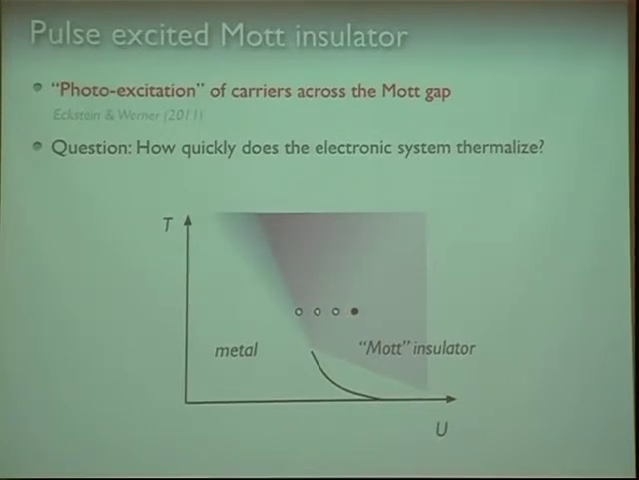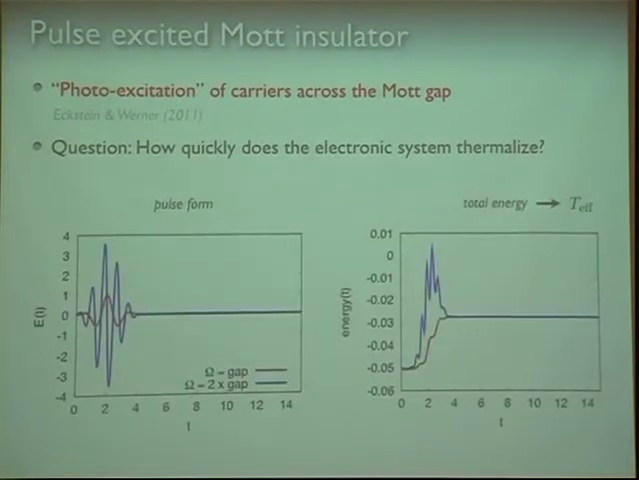And what we do is we apply a few cycle electric field pulse to this system, and the frequency of this pulse is chosen in such a way that we can easily excite doublon and holon pairs across the gap. And the amplitude of the pulses in these two calculations were chosen such that the absorbed energy is the same in both cases. So after the pulse, the energy is constant and the same for both.